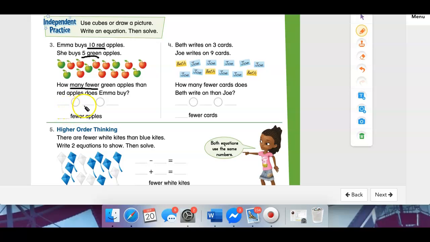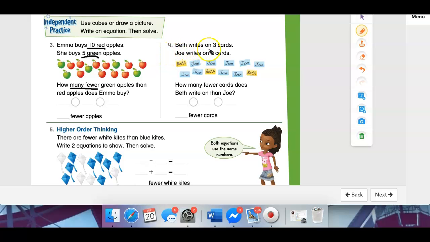In our problem, when you have to write this up, we are going to write how many red apples Emma bought in this blank. We are subtracting, so write our minus symbol, then how many green apples Emma bought. Then our equal sign to get our answer, and what those numbers subtracted would equal. So again, if Emma has 10 red apples and only 5 green apples, how many fewer green apples than red apples does Emma buy?